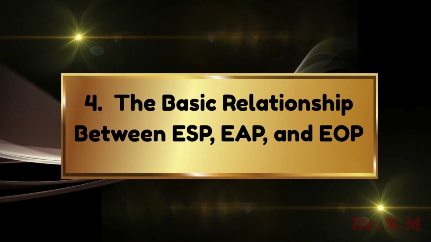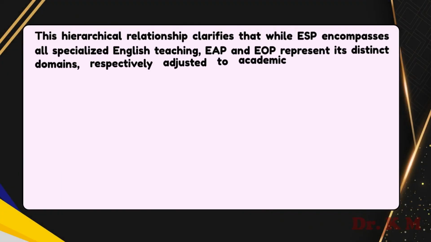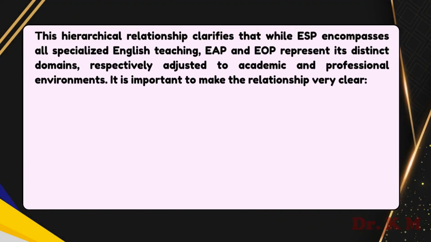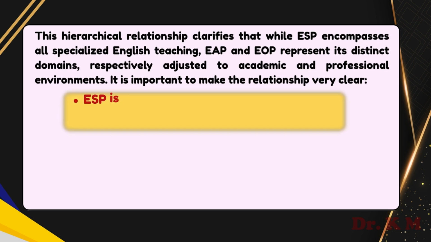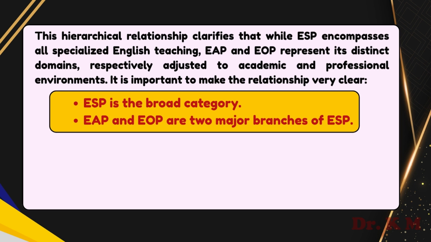4. The basic relationship between ESP, EAP, and EOP. This hierarchical relationship clarifies that while ESP encompasses all specialized English teaching, EAP and EOP represent its distinct domains, respectively adjusted to academic and professional environments. It is important to make the relationship very clear. ESP is the broad category. EAP and EOP are two major branches of English for Specific Purposes, ESP.